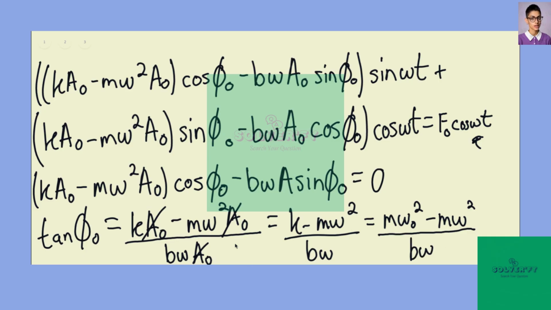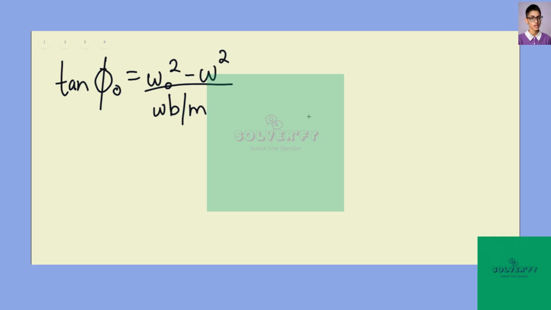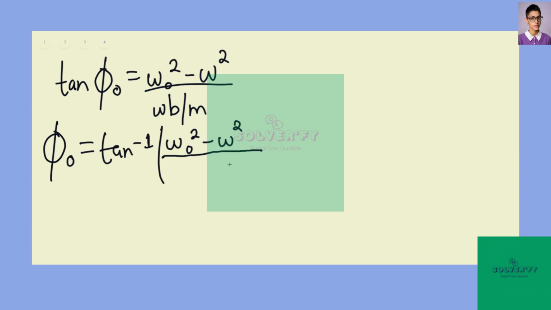So we can say that tangent of phi is going to equal omega naught squared minus omega squared, divided by omega times the damping constant divided by the mass. And so we can say that phi will equal arctan of omega naught squared minus omega squared divided by omega times the damping constant divided by the mass. And we know that this is exactly equal to equation 14.24.